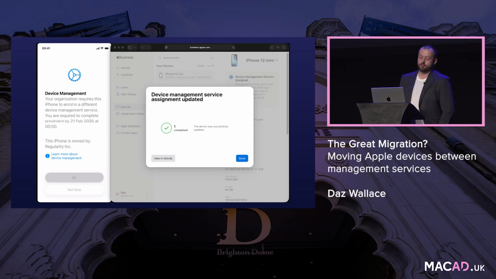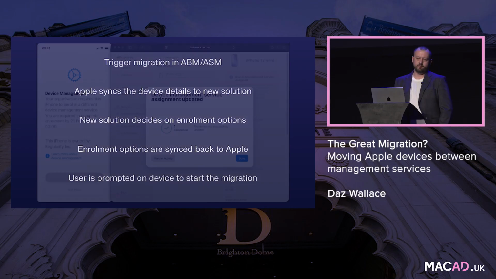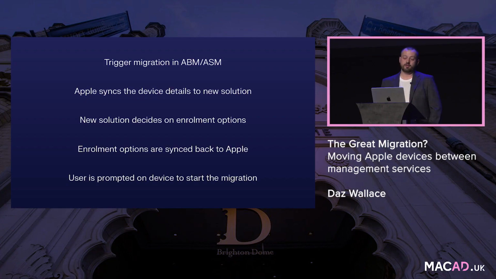The last big one I found was that it could sometimes take a long time for that notification to be shown to the end user. In the back end, it appears the process is trigger the migration in Apple Business or Apple School Manager. Those changes will sync down to your target solution, your new solution. Your new solution will decide what screens to skip, what screens to show, any kind of information in and around that. It will sync those changes back to Apple. And then once Apple has those changes ready to go, then the user is prompted.